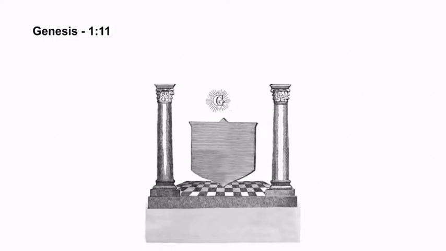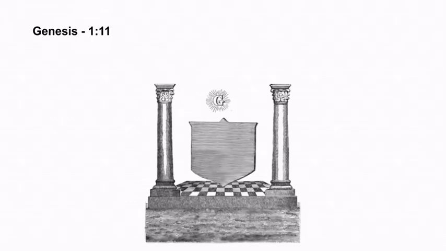And God said, "Let the earth bring forth grass, the herb yielding seed, and the fruit tree yielding fruit after his kind, whose seed is in itself upon the earth." And it was so. And the earth brought forth grass, and herb yielding seed after his kind, and the tree yielding fruit, whose seed was in itself after his kind. And God saw that it was good. And the evening and the morning were the third day.